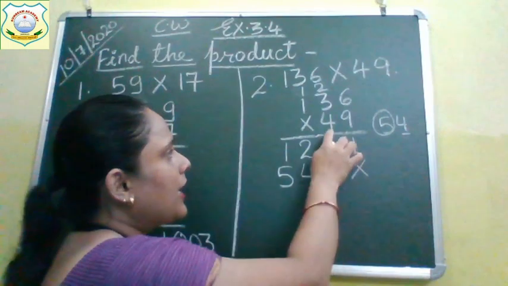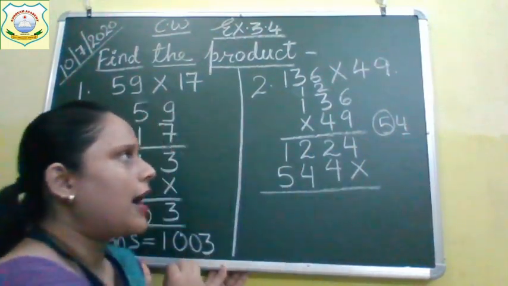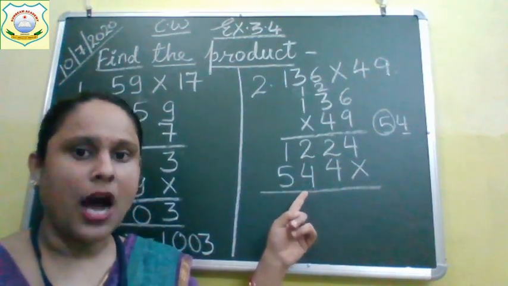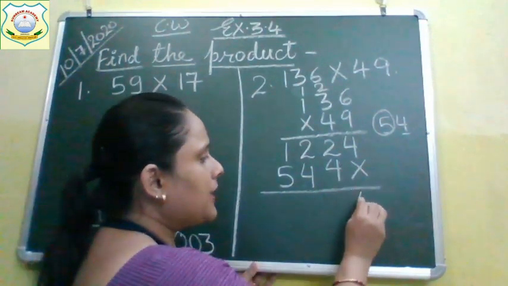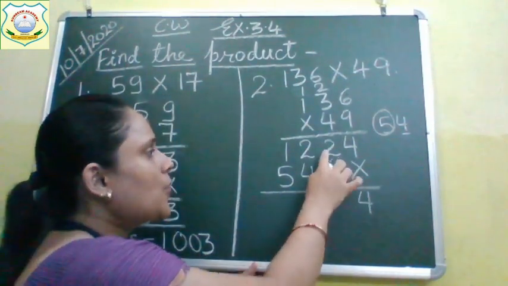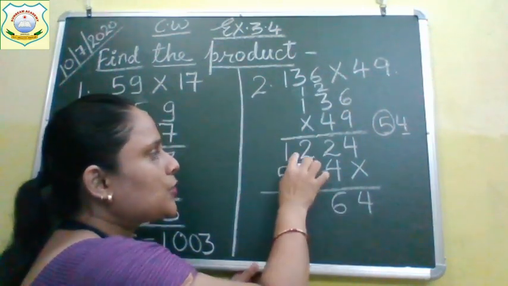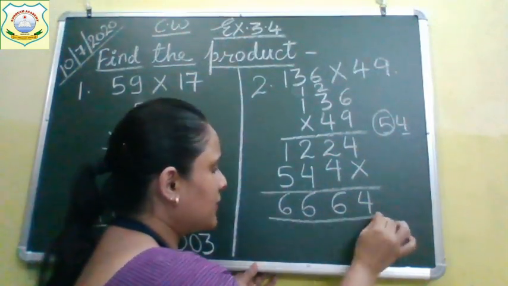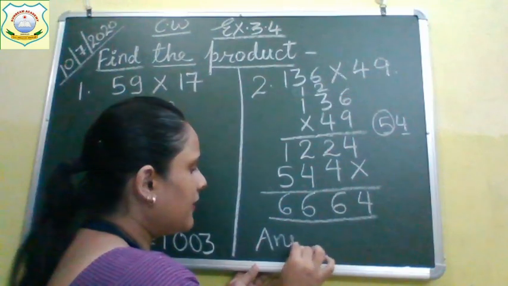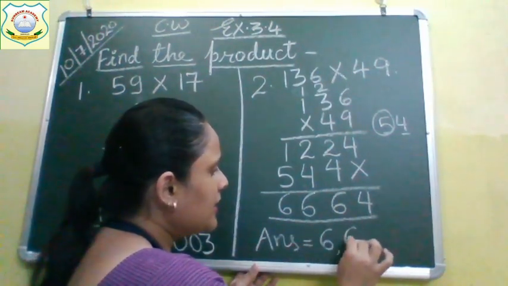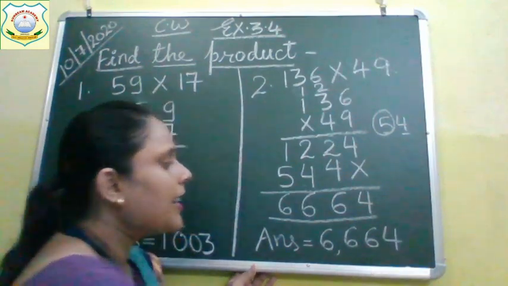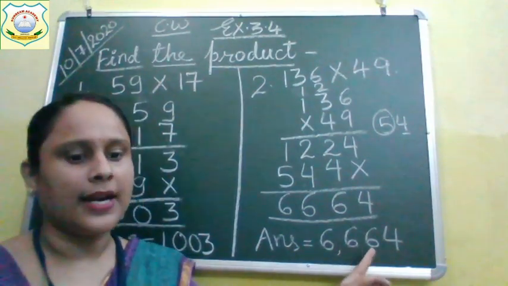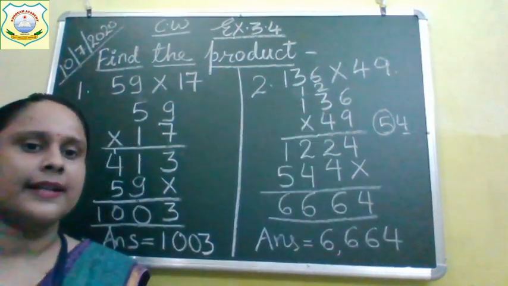Okay. Now again the work of 4 is over. Now what we will do? We will add the partial product of 9 and 4. How much is the answer now? 4 plus 0 you will get 4. 2 plus 4 you will get 6. 2 plus 4 you will get 6. 1 plus 5 you will get 6. So how much is the answer? Our answer is 6,664. Write down. Answer is 6,664. Now children, you all can write.